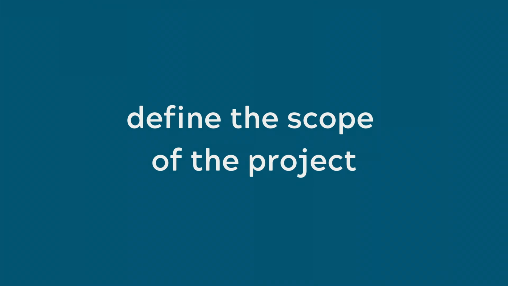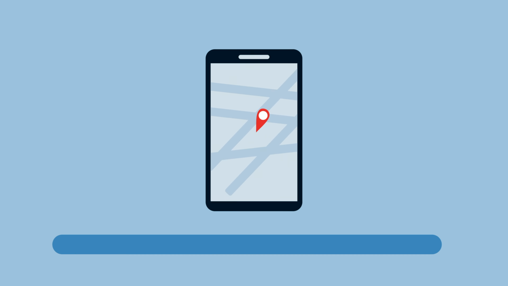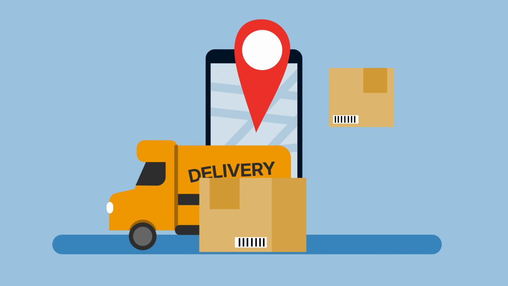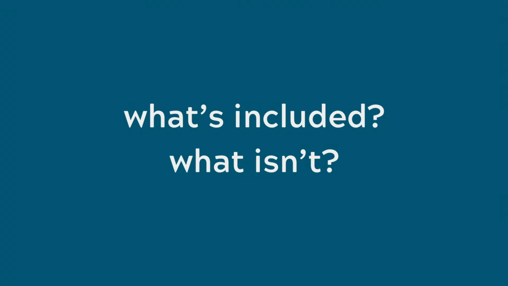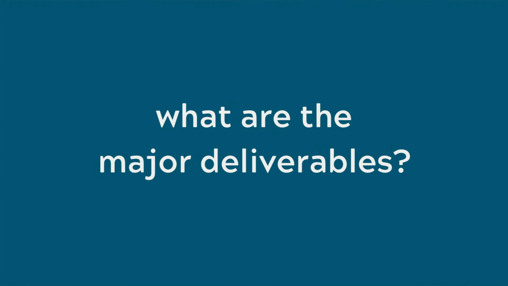First, define the scope of the project. You can't build a timeline until you know what you're actually delivering. Make sure your project scope is clearly defined. You might ask what's included and what isn't. What are the major deliverables? Are there any known constraints? Once your scope is clear, you can break the work down into phases or milestones and start to see how long each part might take.